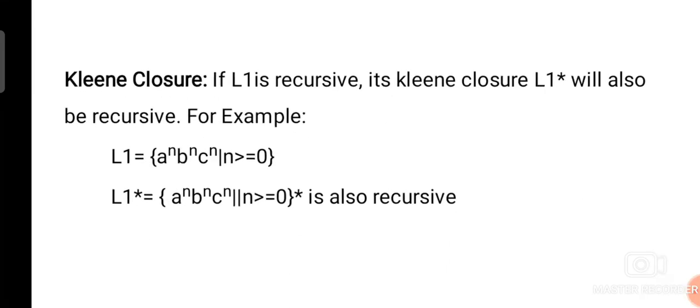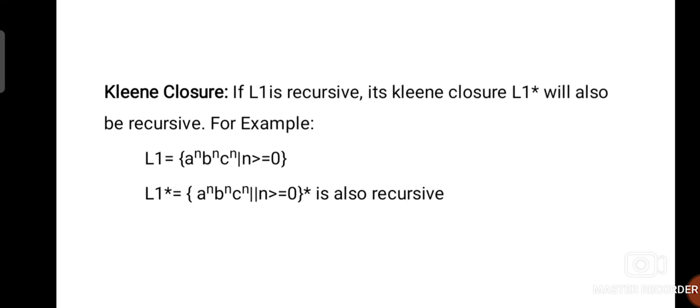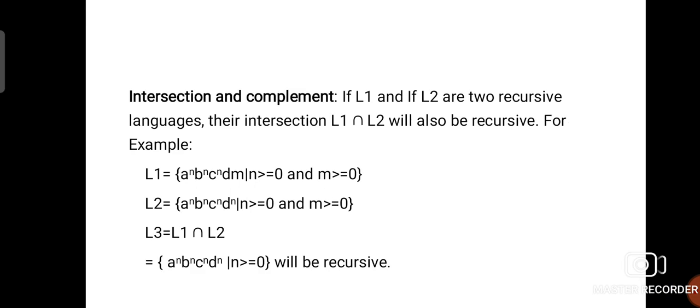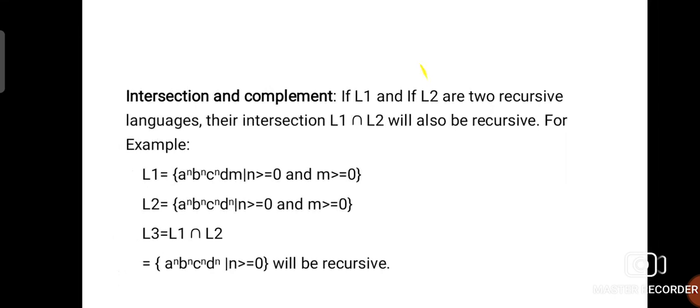Then Kleene closure. If L1 is recursive, then its Kleene closure L1 star will also be recursive. For example, L1 equal to a power n, b power n, c power n, then L1 star, the resultant language, will be written as (a power n, b power n, c power n) the whole power star, which will also be recursive. Now intersection and complement.